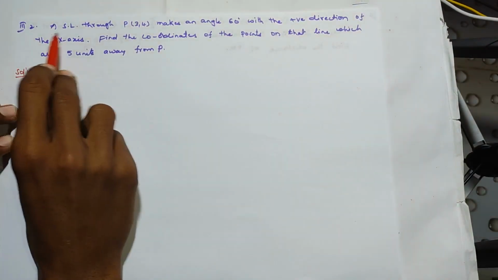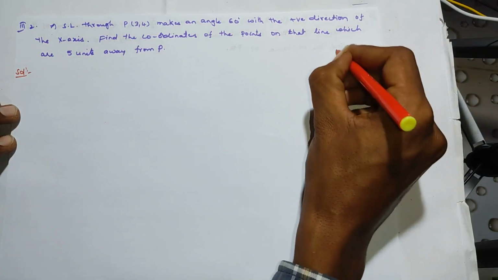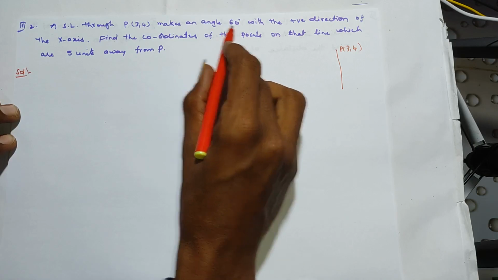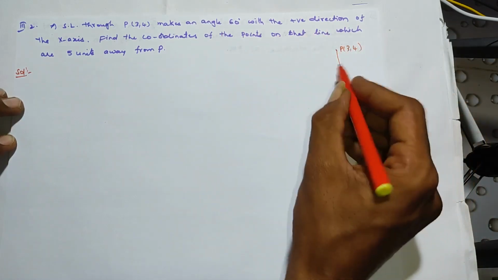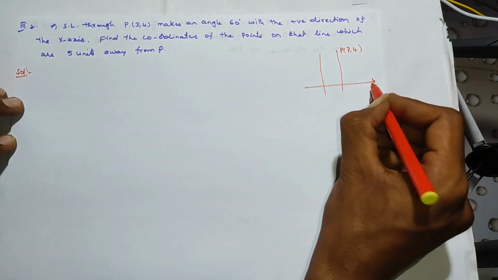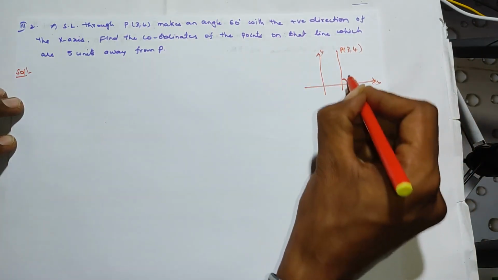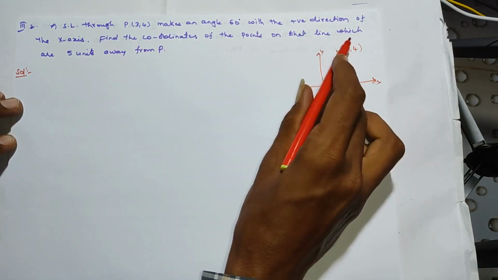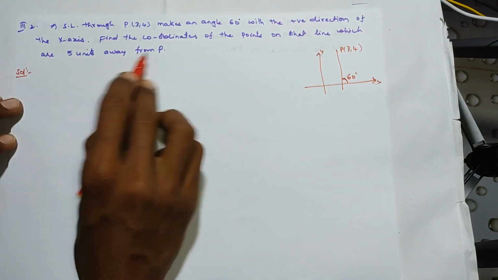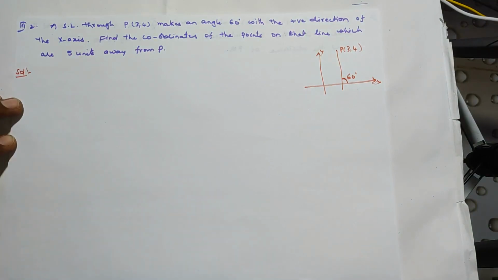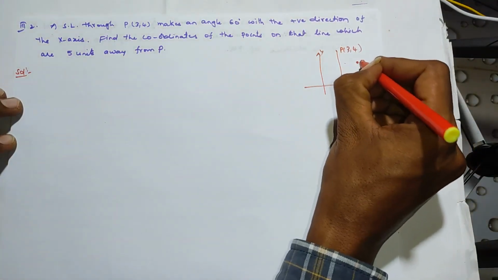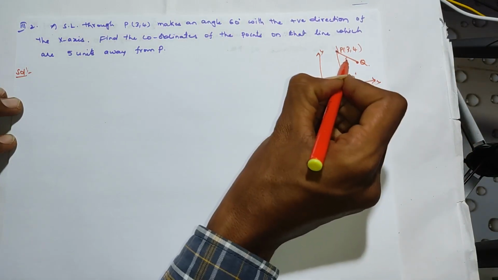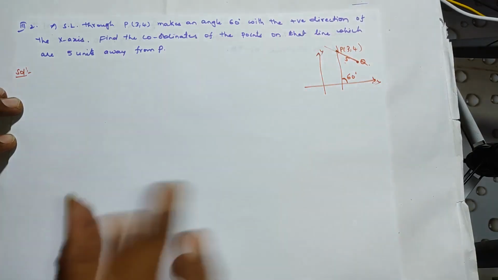Next problem. A straight line through P(3, 4) makes an angle of 60 degrees with the positive direction of the x-axis. Suppose this one is the x-axis and this one the y-axis. Suppose this one is the 60 degrees angle. Find the coordinates of the points on the line which are at 5 units away from P. So we have to find the Q values here. This point we have to find, which is at a distance of 5 units, maybe this side or maybe this side that the Q point lies.